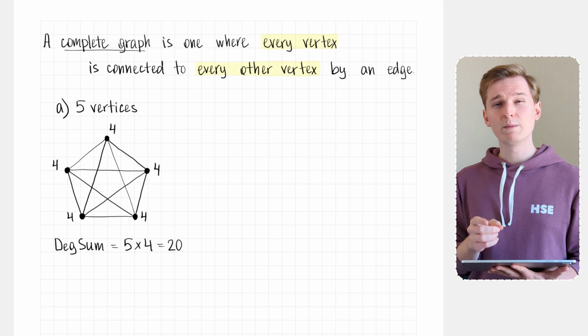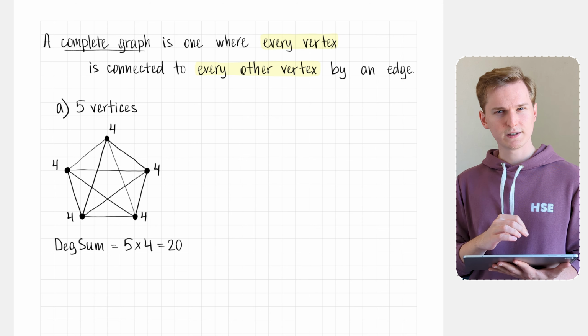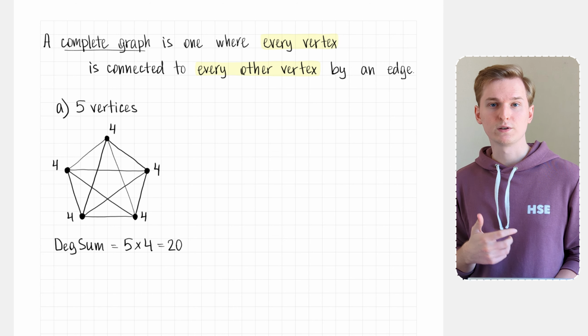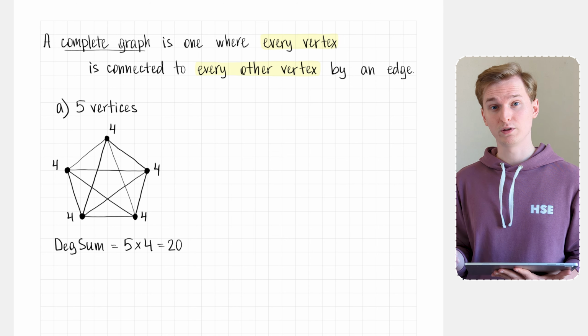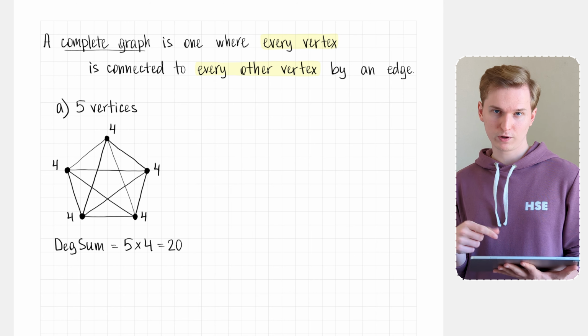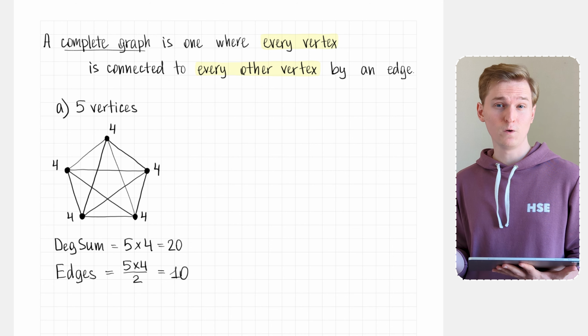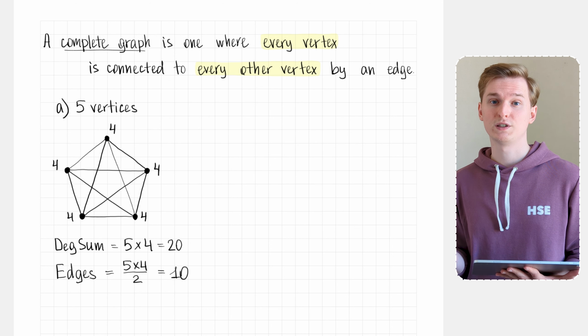But remember, the number of edges is half the sum of degrees. That's because each edge was counted twice, once for each endpoint. We actually established this fact in the previous video. So, here the number of edges is 5 times 4 divided by 2, which is 10.